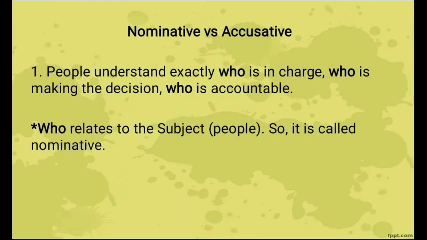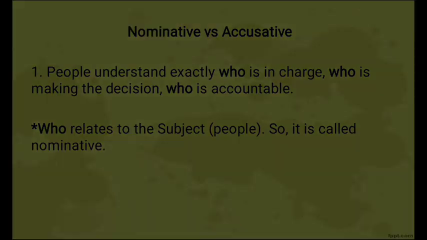Let's look at the differences between nominative and accusative. Look at the first example. People understand exactly who is in charge, who is making the decision, who is accountable. Who in this context relates to the subject, people, so who is called nominative. The next example.